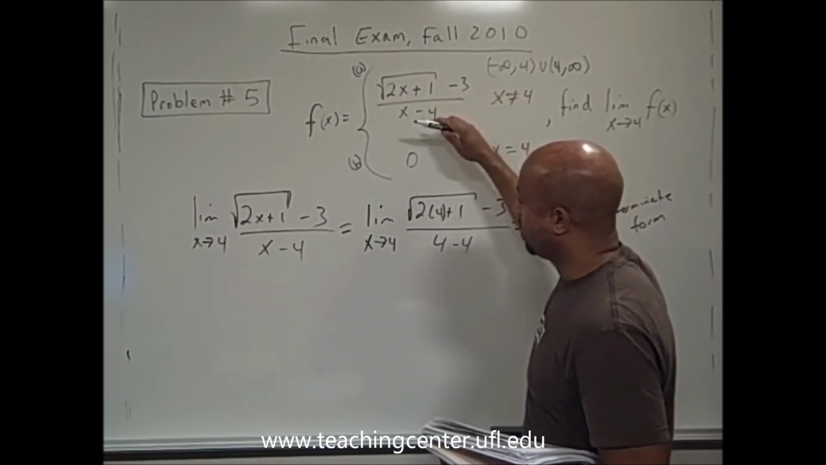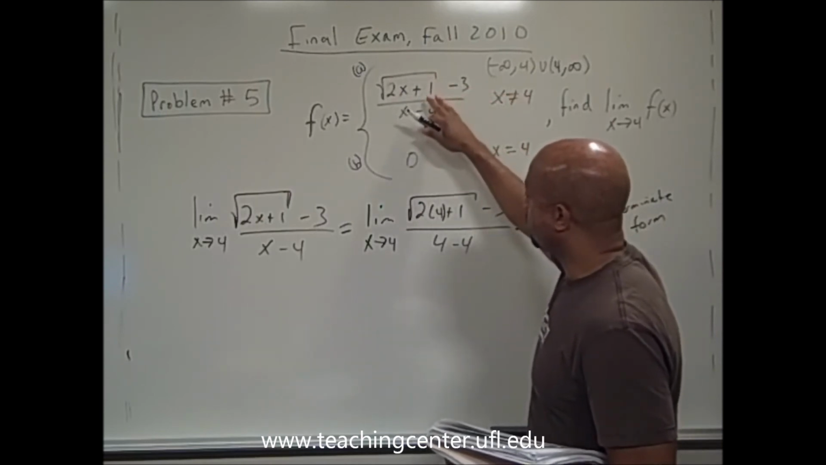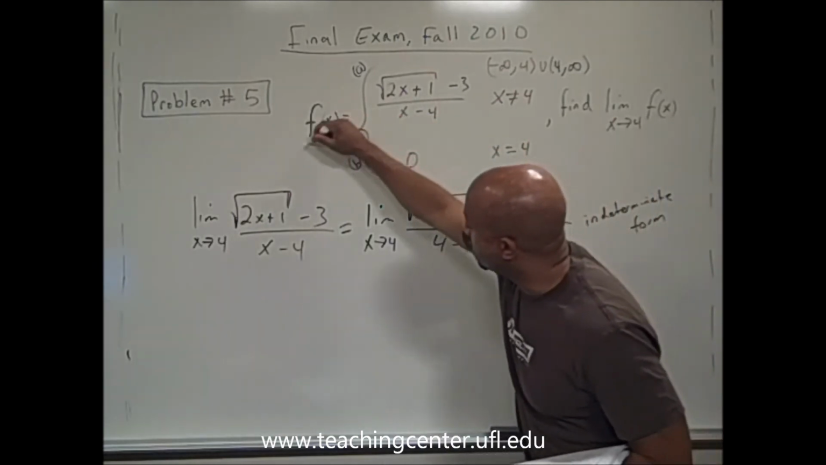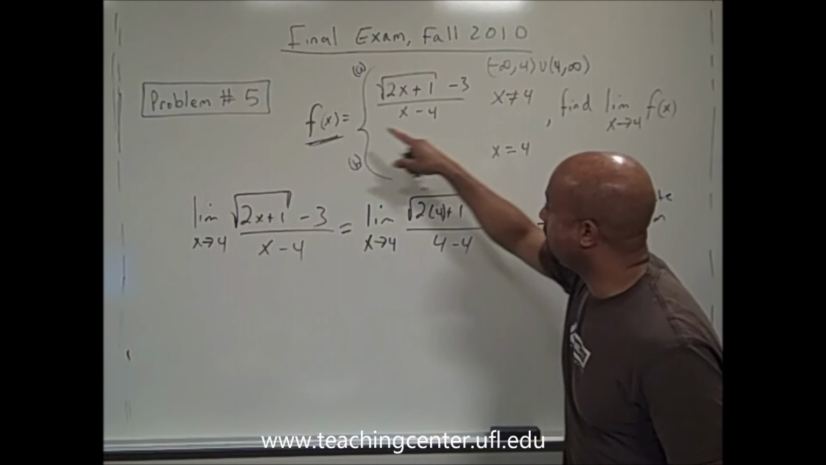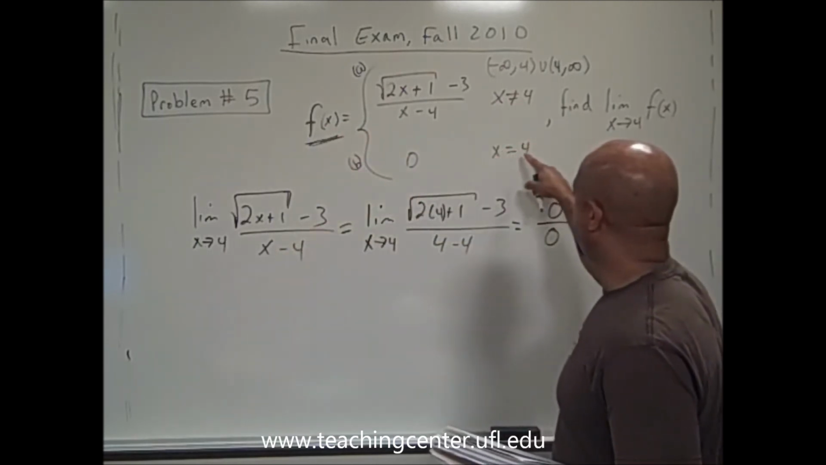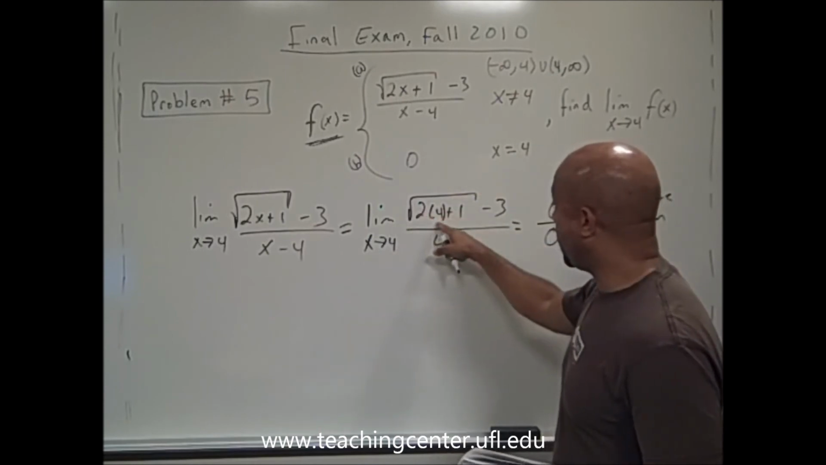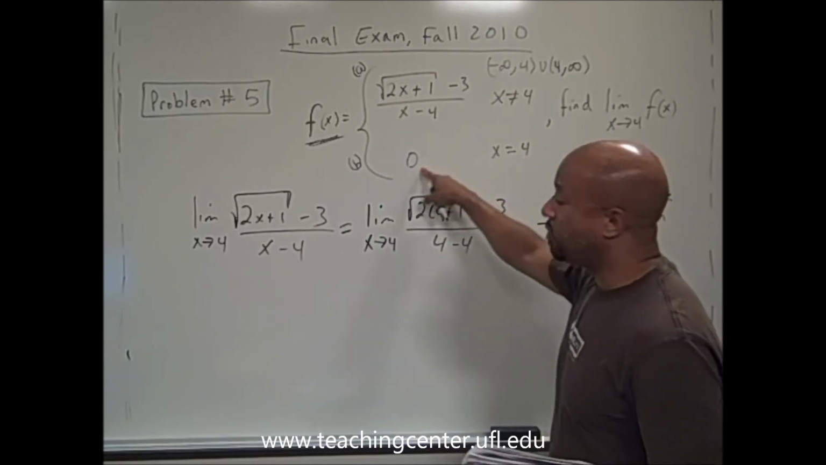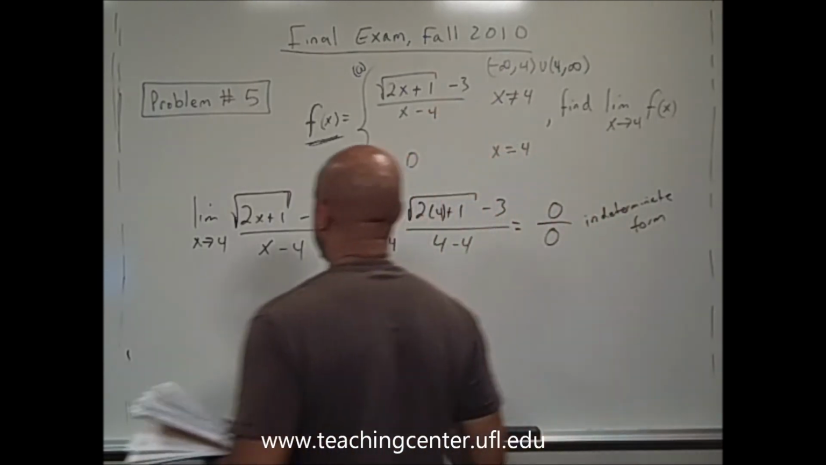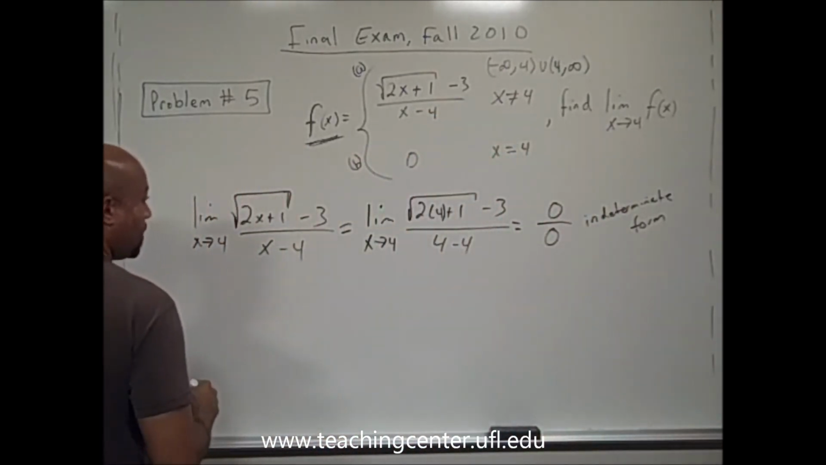We're taking the limit of this. We're not taking the limit of this function. This is not the function, because if we were to take the limit of this f of x as x approaches 4, we would have to substitute in 4 itself, and that would just be 0. But we're taking the limit of this one, so that would give us indeterminate form.